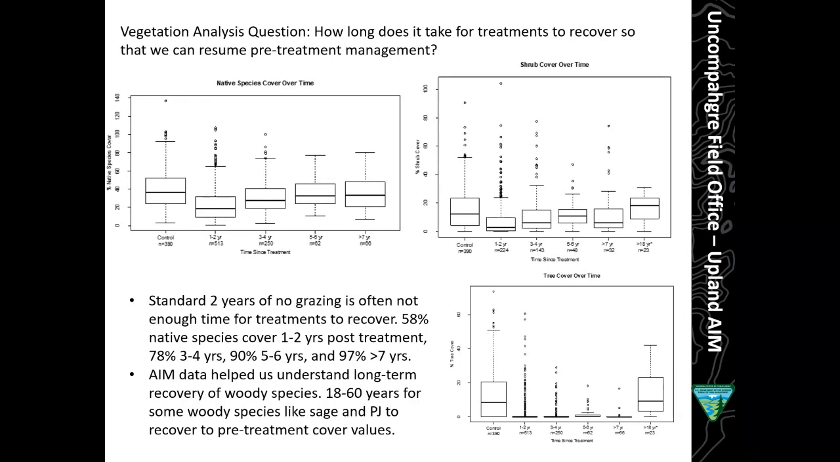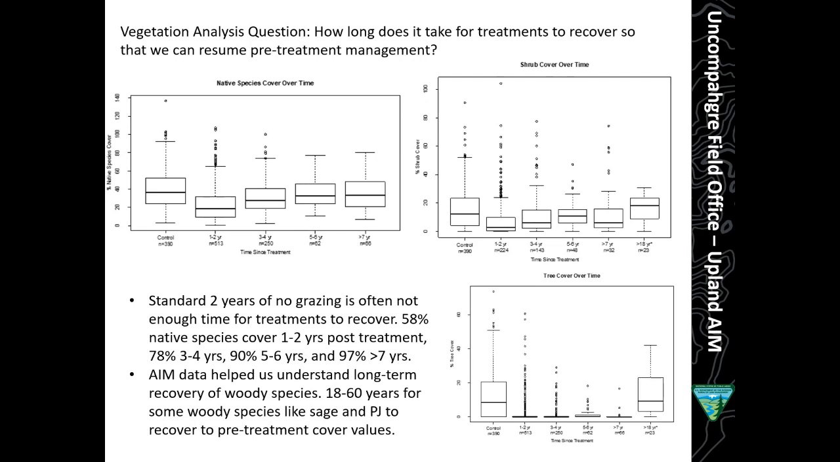Conversely, we used the AIM data to look at woody species because we know those take a little longer to recover. So the two figures on the right, shrub cover and tree cover, you can see that, as expected, woodies decline years 1 through 7 after the treatment. But then, interestingly, the data suggests that at about 18 years or greater, we start to see comparable shrub cover to our controls, and more interestingly, comparable tree cover to our controls.